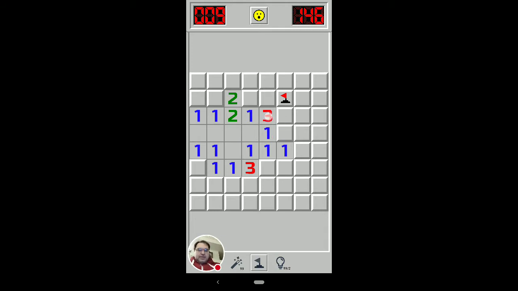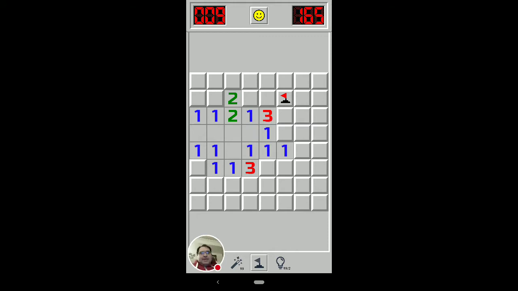So this 3 is touching 1 among these 2, we don't know which yet, and 1 among these 2. Again, don't know which yet, but there's 1 there. 1 plus 1 is 2, this one's touching 3, and it's only got 1 covered square left that it's touching, so that last one must be the 3rd mine that this 3 is touching.